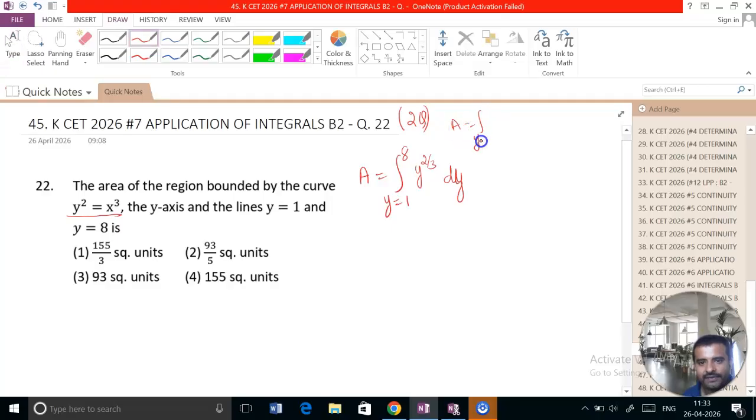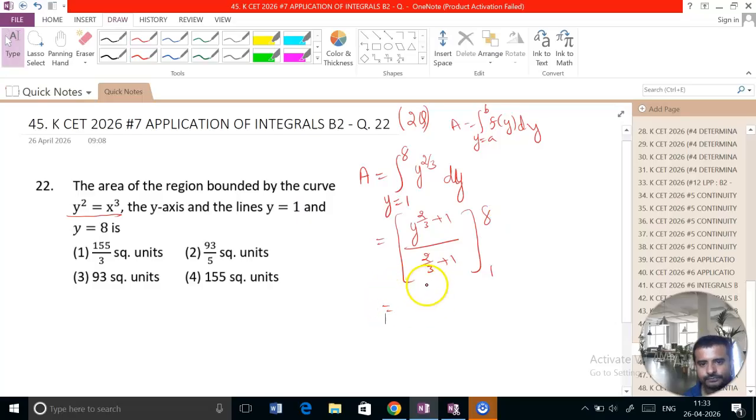What is the result? Integral from y equals a to b of f of y with respect to y. This is the formula. So when you take y to the power of 2 by 3, it becomes y to the power of 2 by 3 plus 1 divided by 2 by 3 plus 1, because the integral of x to the power of n is x to the power of n plus 1 divided by n plus 1. Since it is a definite integral, we should not put c because we have the limits.